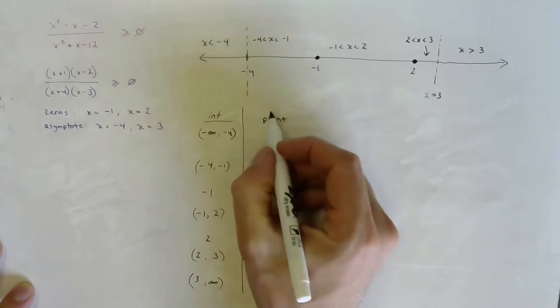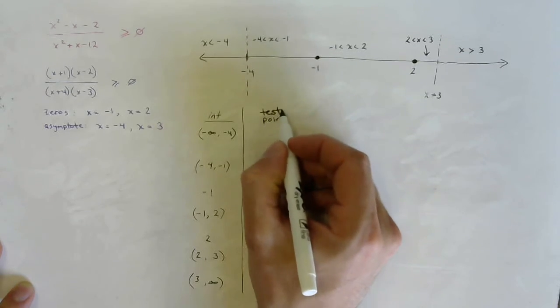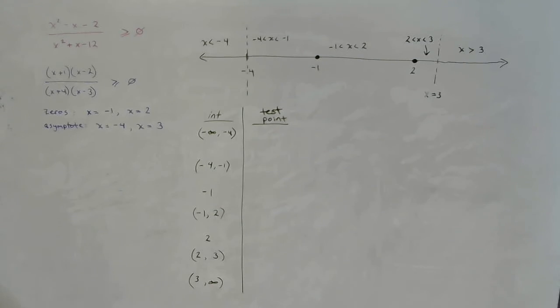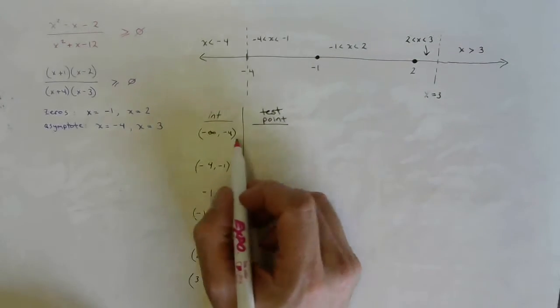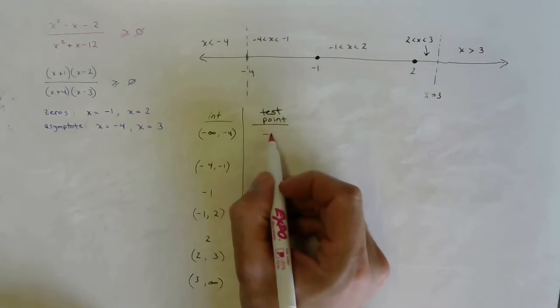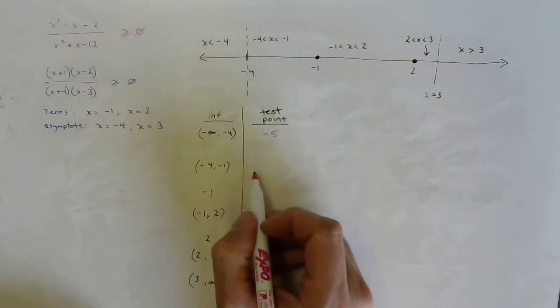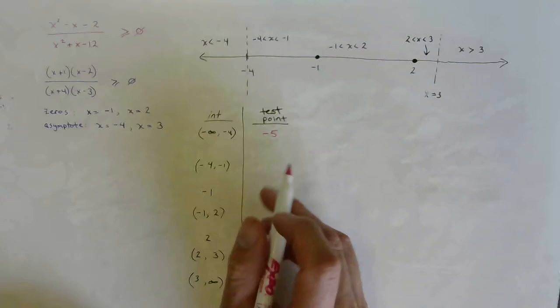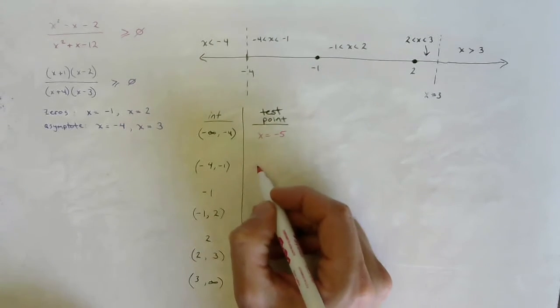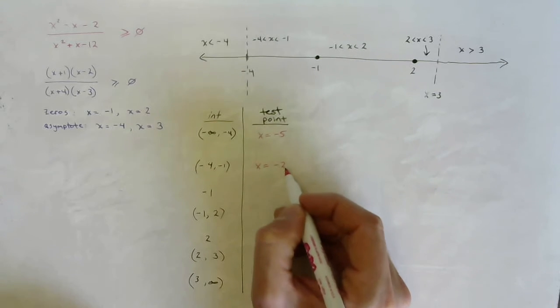And in your next column, we have test points. So your test point for these intervals is any number within that interval. So from -4 to -infinity, the easiest number to work with is probably -5. You can just go through and pick the easiest test point, and it's going to be x equals each time. X equals -2 in that interval.